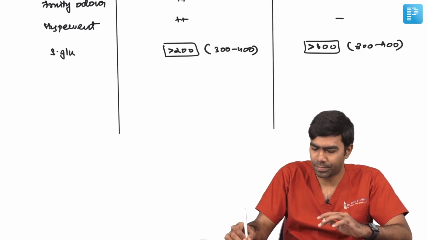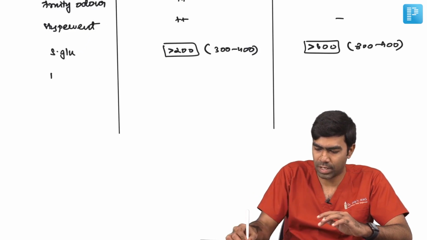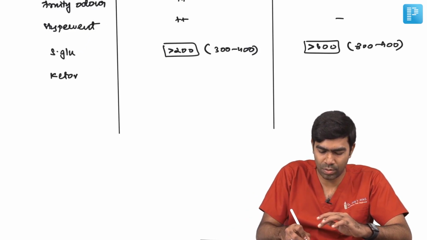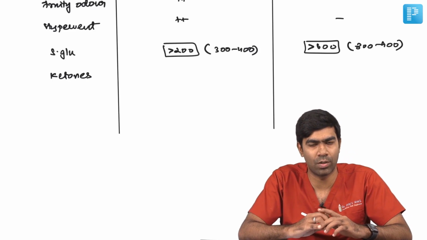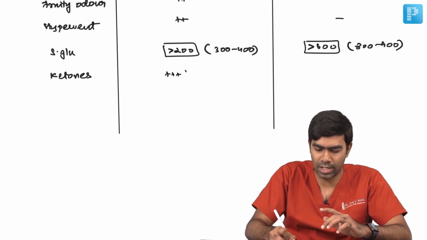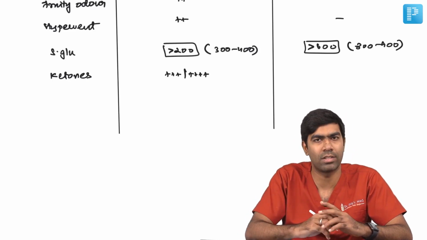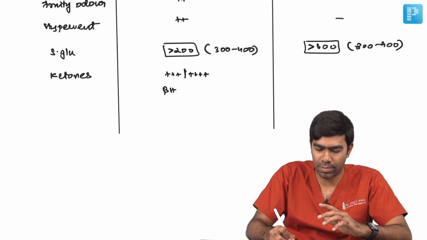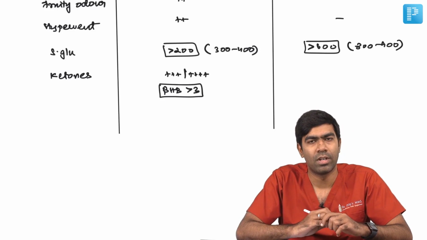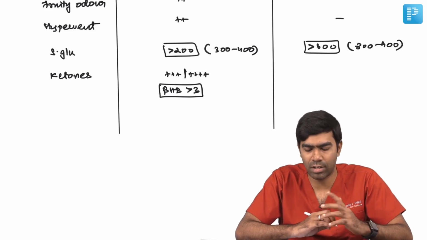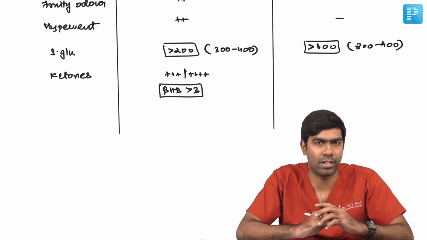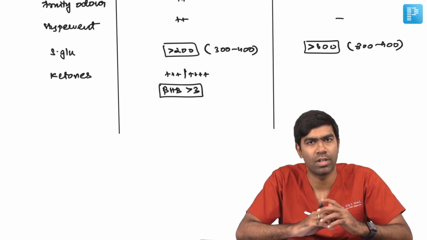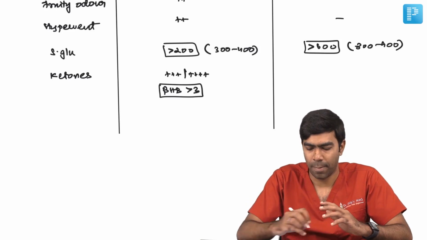And what about the plasma ketones? Remember, you have to do plasma ketones for safety, not urinary ketones. Plasma ketones will be either 3 plus or 4 plus if you do qualitative analysis, or you can also tell the beta hydroxybutyrate levels more than 3 millimoles per liter or 30 milligrams per deciliter according to the guidelines. So if it's more than 3, significant elevation of beta hydroxybutyrate is needed for development of diabetic ketoacidosis.